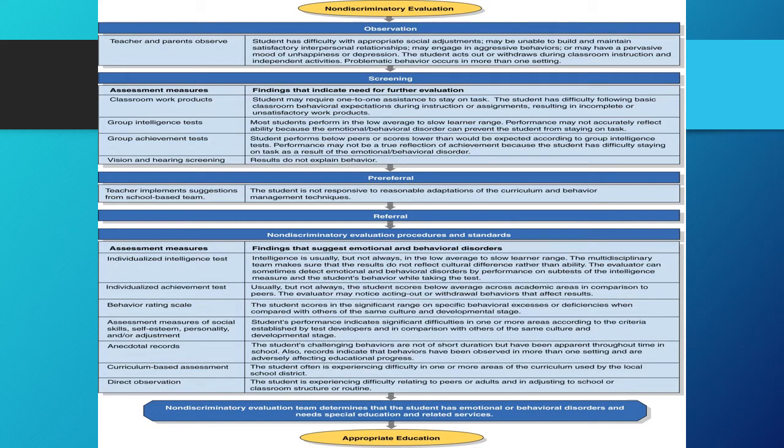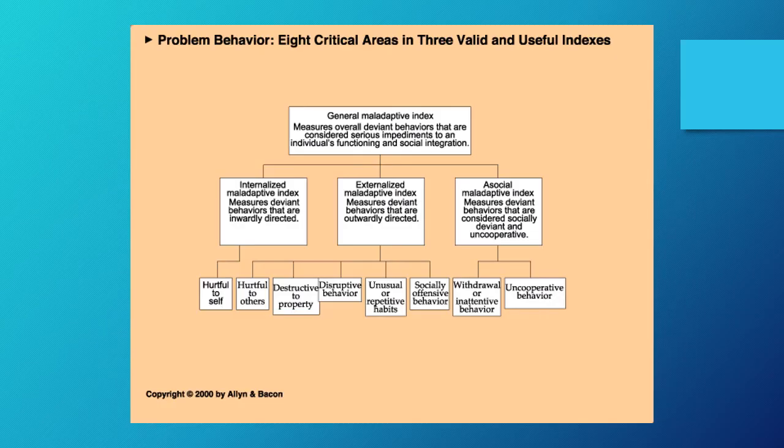Usually we carry out a functional behavioral assessment or analysis. Here is just an example. There is a flow chart that you can read. It's self-explanatory. This is a flow chart regarding behavioral characteristics, in which a general adaptive maladaptive index will help us see whether internalized characteristics or externalized characteristics are present or not.